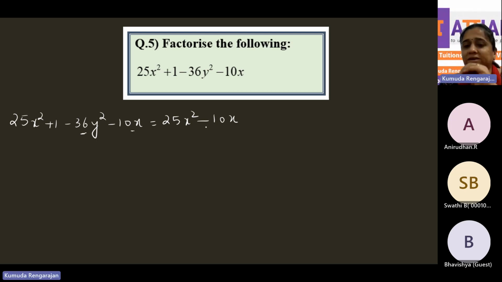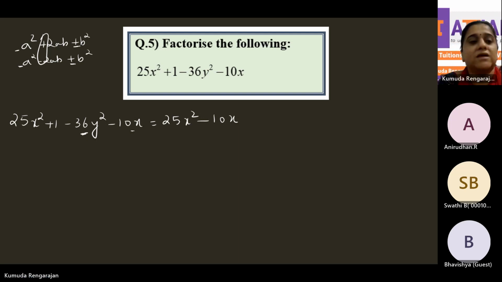25x square is like that a square term. The 10x is like the 2ab term. So now we want a b square. That b square cannot be 36y square, because if b square is 36y square, then the middle term 2ab should have y also in it, right? And whether it is a square plus 2ab plus b square or a square minus 2ab plus b square, the a square and b square terms are always positive. The middle term only can take different signs, plus or minus. Look at the identity.